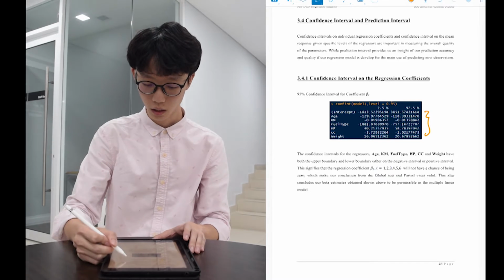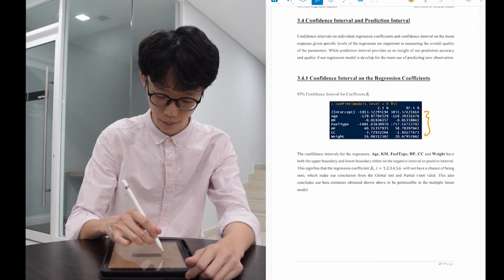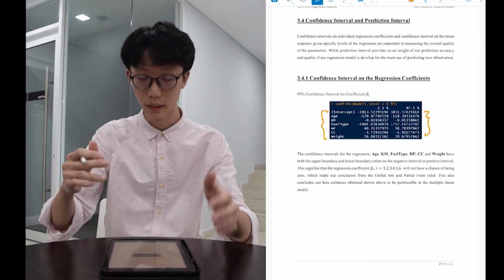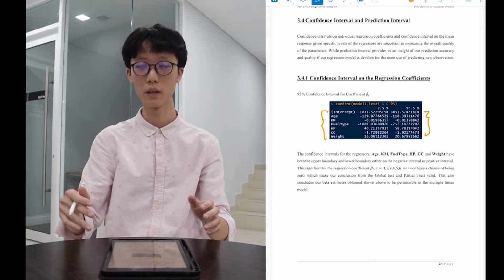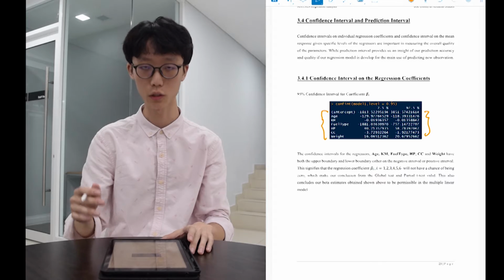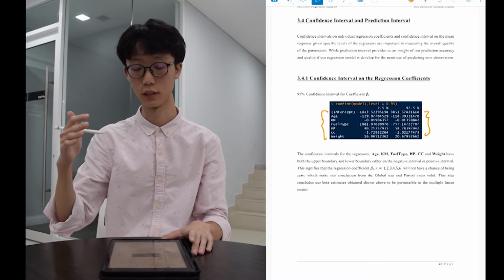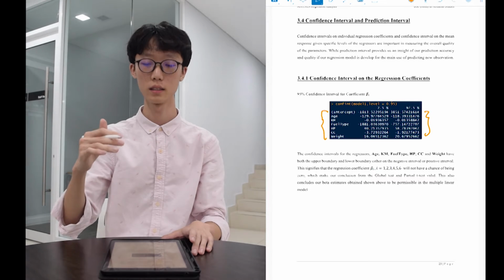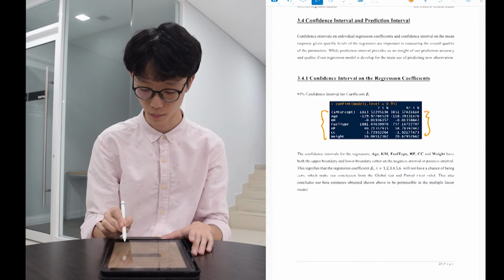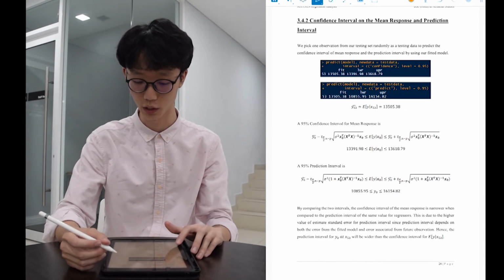Looking at the confidence interval on the regression coefficient, what this table is trying to interpret is that the regression coefficient confidence interval is either on the negative side or the positive side. This signifies that beta hat won't have a chance to equal 0, and this also concludes that it is contributing significantly to our multiple linear model. Now proceed to confidence interval on the mean response and prediction interval.